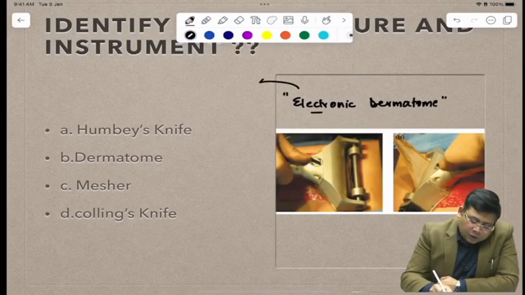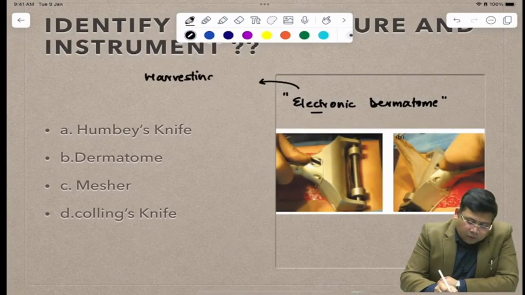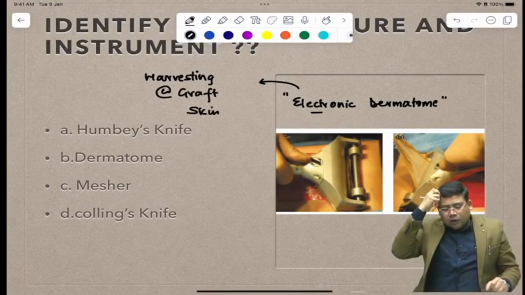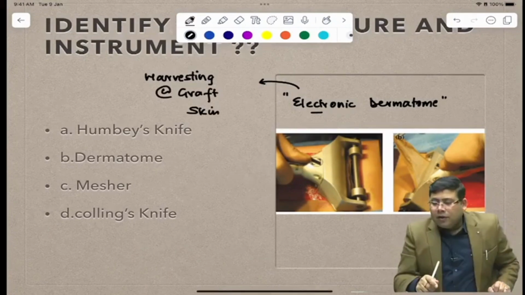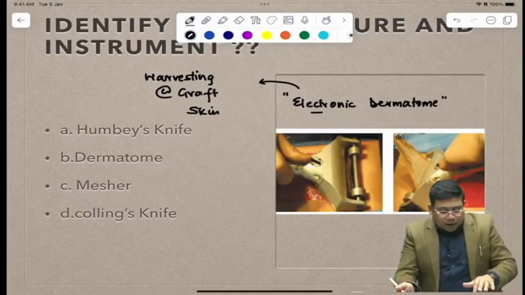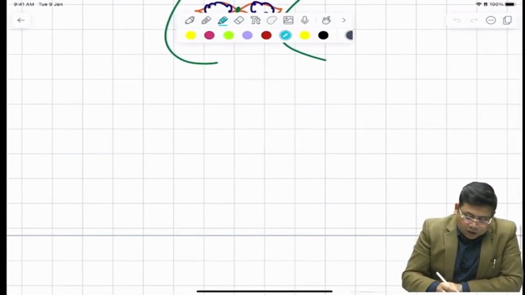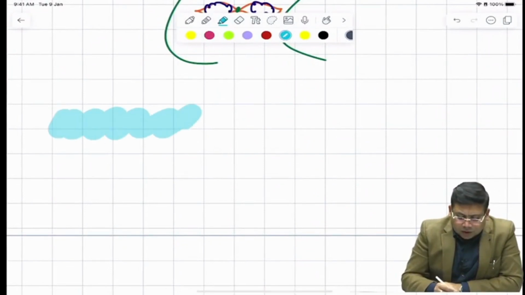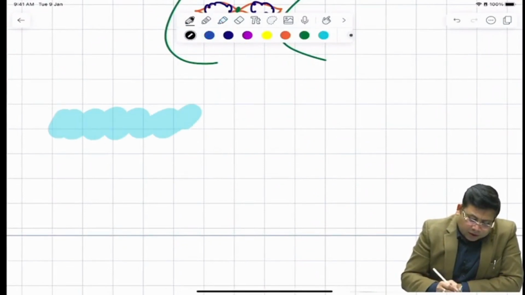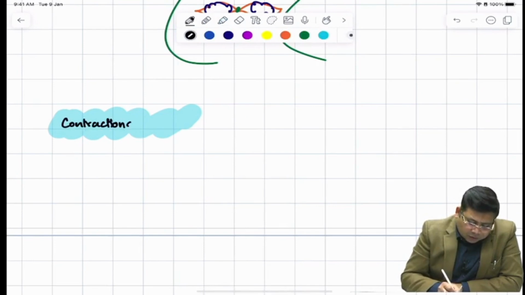And what is the utility of this instrument? Yes, it is used for harvesting of the graft skin. This is very, very important. Now whenever we talk about the harvesting of the graft skin, remember 2-3 points which can be asked to you as a question. What are the important things when we do a graft harvesting? Always remember the contractions can happen. It was asked in recent exams also about the contractions of the skin graft.